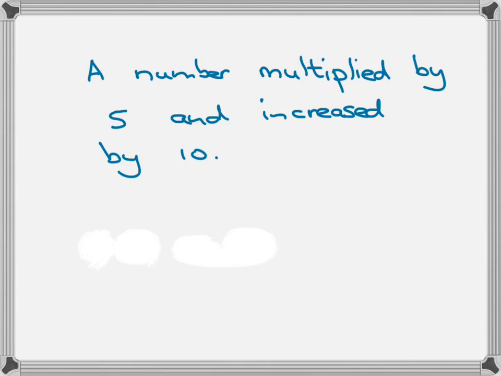A number multiplied, so that would be a times, by 5, and increased, that would be an addition sign, by 10. So a number, that will make x, multiplied by 5, so that's 5x. And increased, that will be a plus 10. Okay.